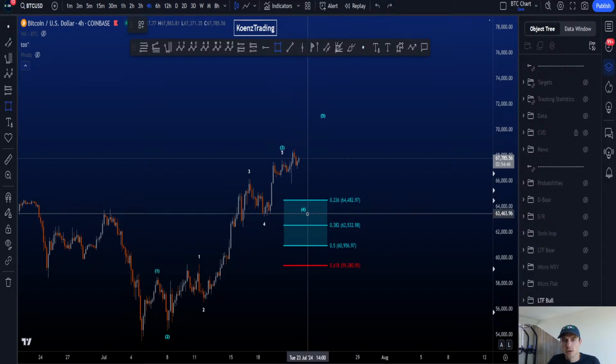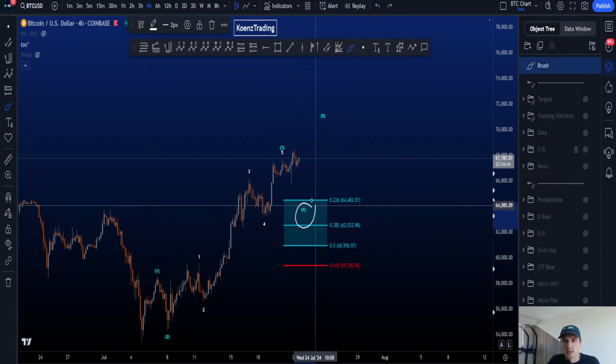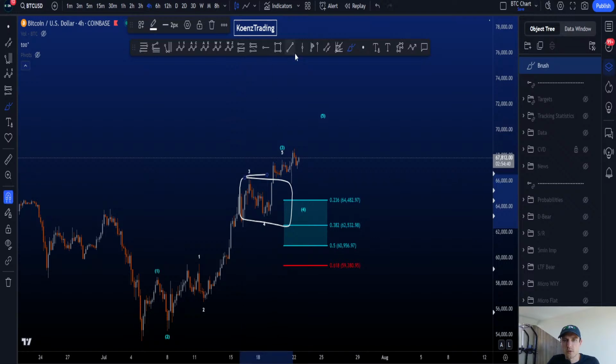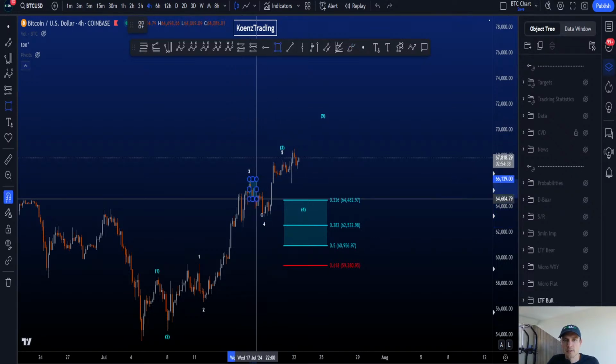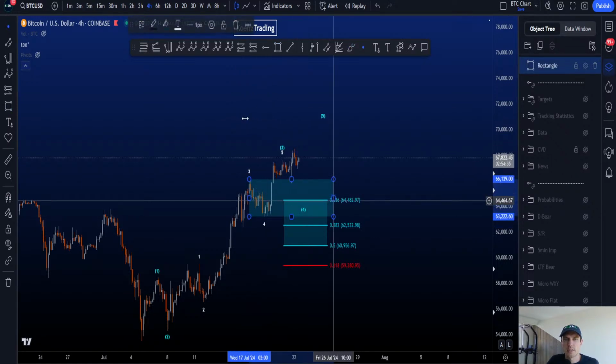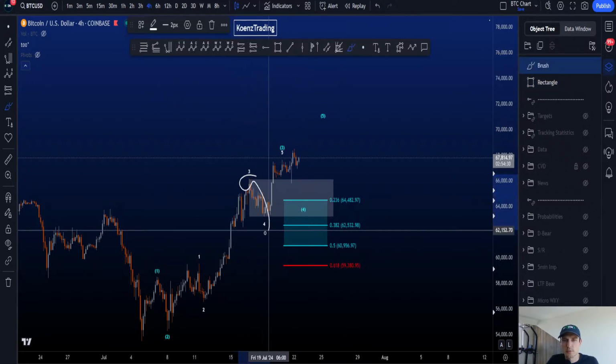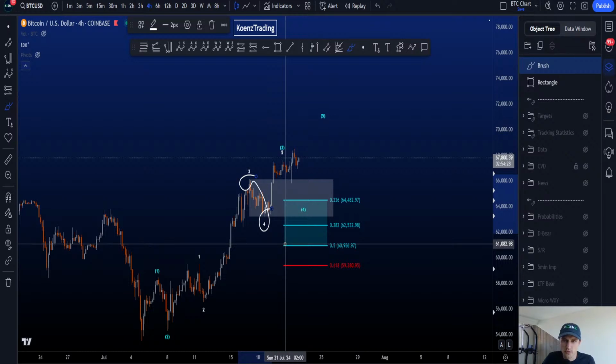Now, a common target for a wave 4 of a higher degree, which is the blue 4, is the price action of wave 4 of a lower degree. And something I did not mention in the morning update is we did touch this area, as you can see. So you take a simple box from the start to the end of your lower degree 4 in white.